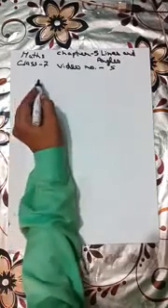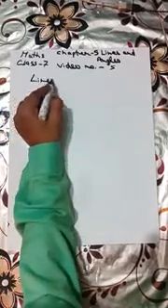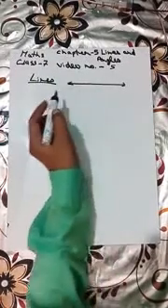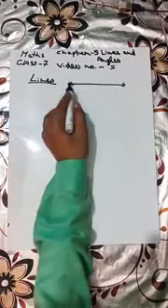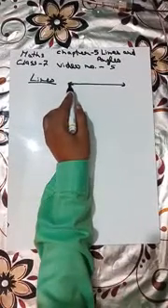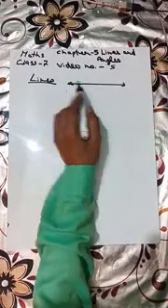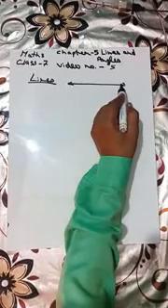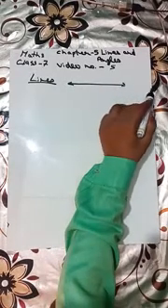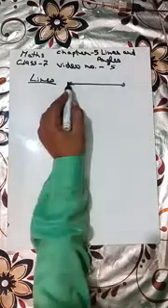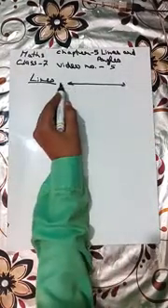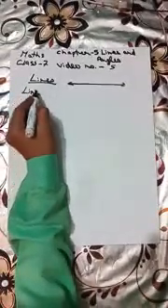Okay, so let us recall a few of the concepts. Lines. A line is this, and it has no endpoints. It means that this side can move here, and this side can also move here. There is no limit.